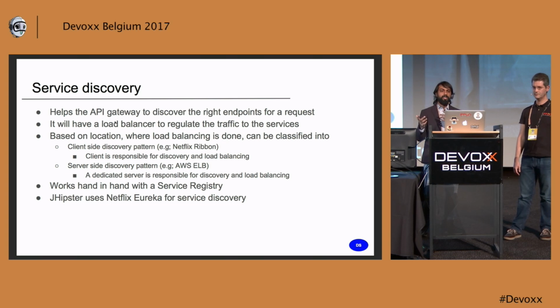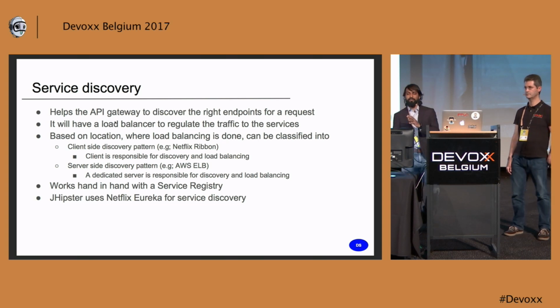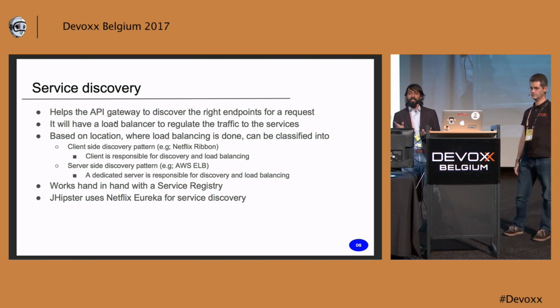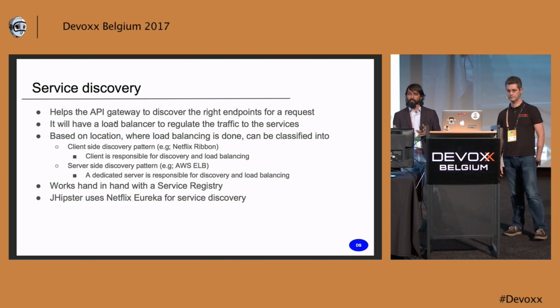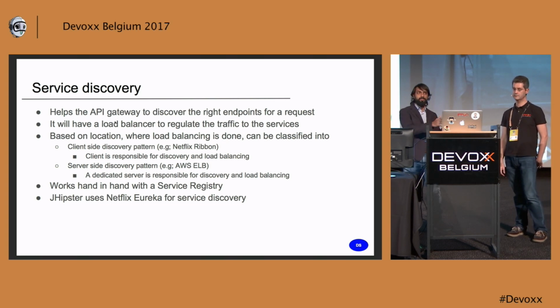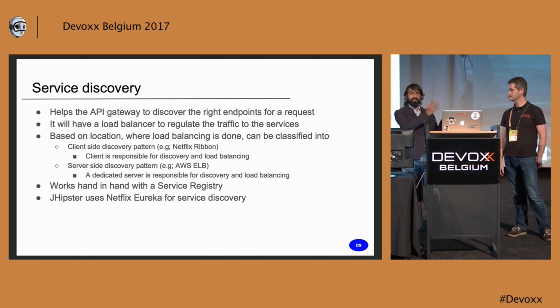Yes. Based on location, load balancing can be done in two different ways. So there is a client-side discovery pattern. Example is Netflix Ribbon. So in this kind of pattern, the client is responsible for discovery and load balancing. The server just keeps track of your services. It just acts as a registry. Then there is a server-side discovery pattern. An example is Amazon's Elastic Load Balancer. So where you have a dedicated server which is responsible for discovery of your microservices and also for the load balancing. So in both these scenarios, they need a service registry for you to discover the services itself.